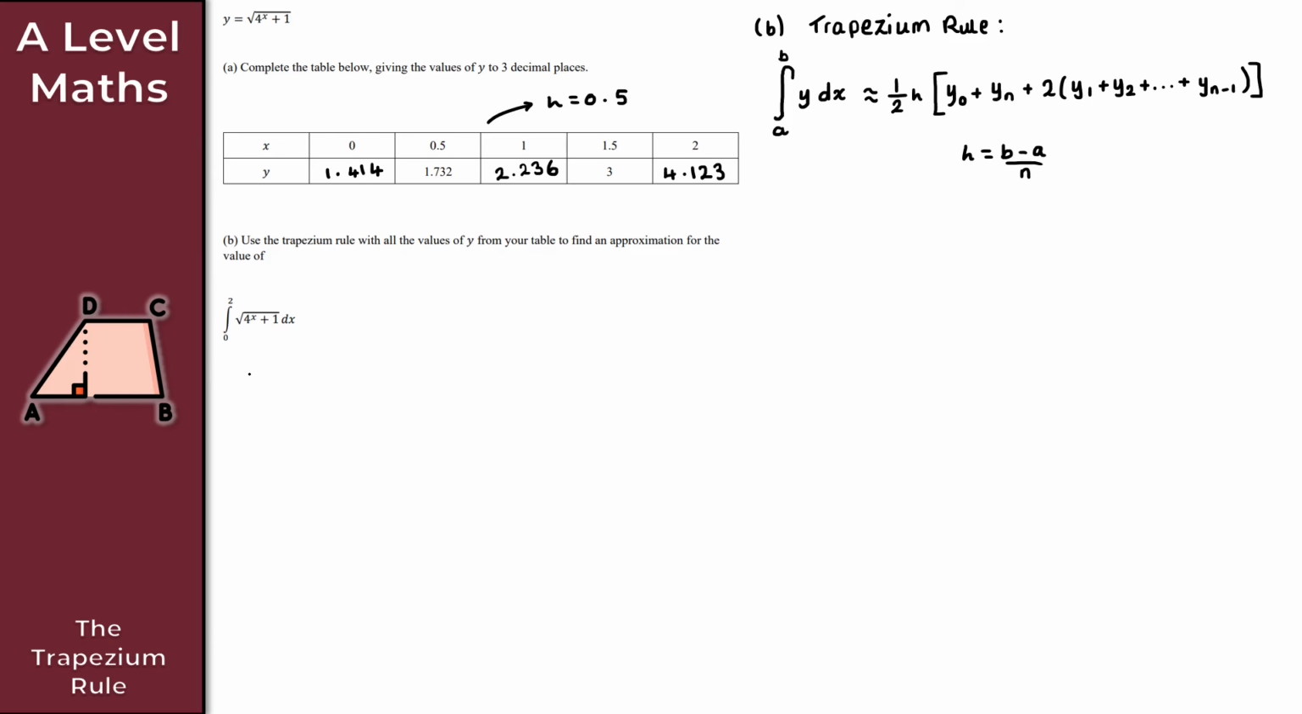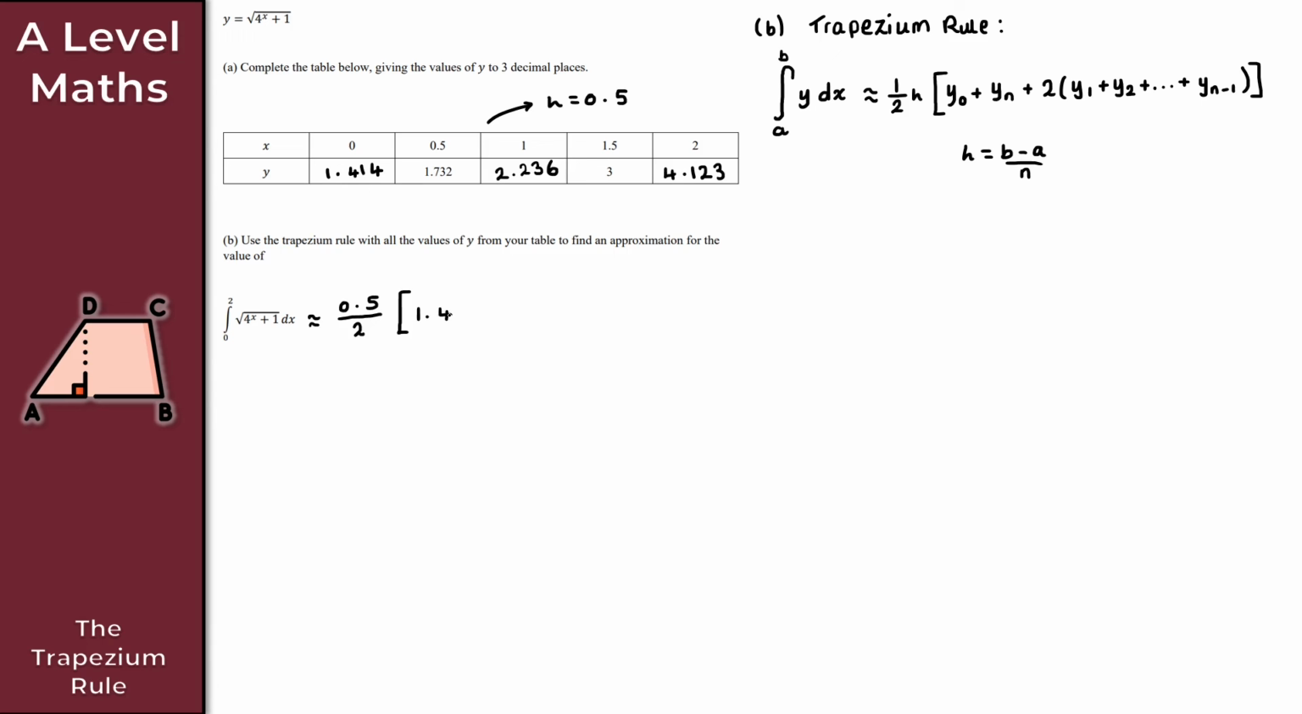So if we put that all together, we can now find an approximate value for this integral here. So the integral of the square root of 4 to the x plus 1 with respect to x from 0 to 2 is approximately, if we now use the trapezium rule, h over 2, so that's going to be 0.5 divided by 2. So 0.5 over 2. We then times this by the following. So we have y0, which is our first y value here.